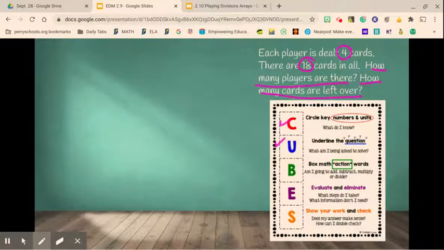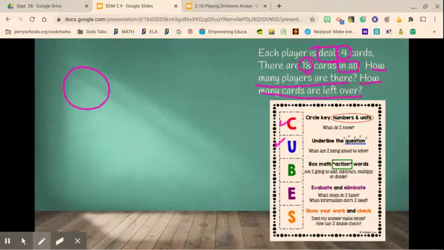I'm going to box in the keywords. So maybe this word dealt means to be given. I see this word in all. In all tells me like a total, how many is there? So it's not asking me how many there are in all. It tells me that there are 18 in all. And each player is dealt 4 cards, so it means they're given 4 cards. So I'm looking for the number of players. So those are going to be my people.